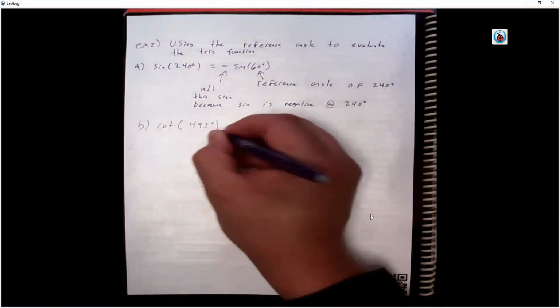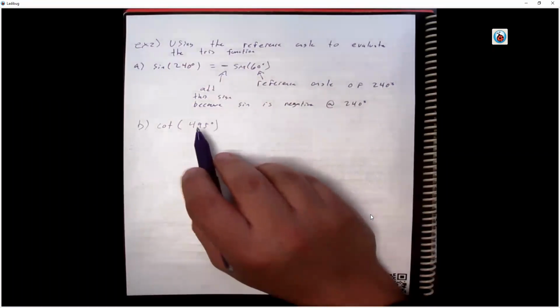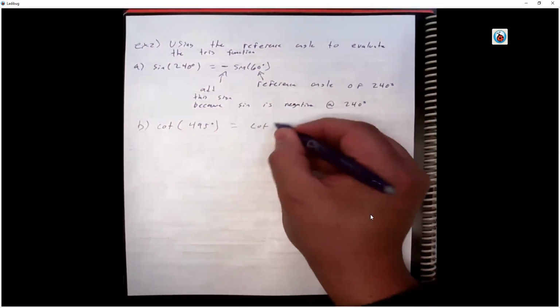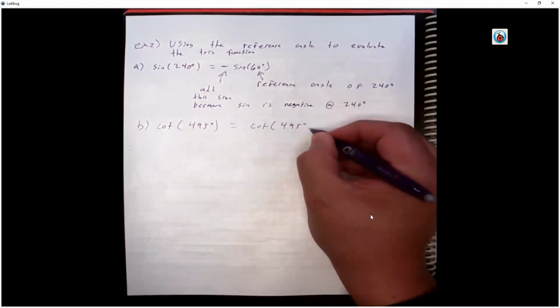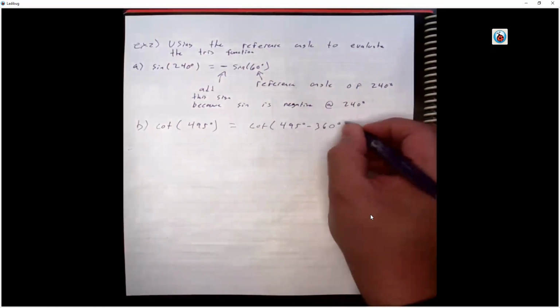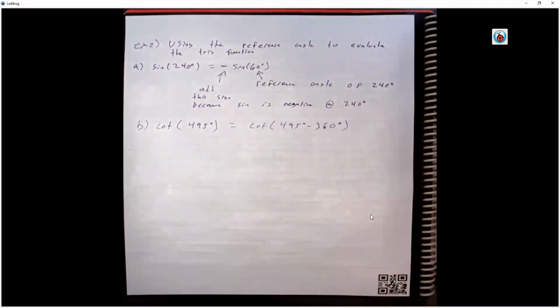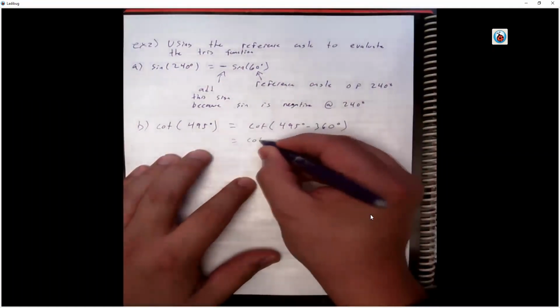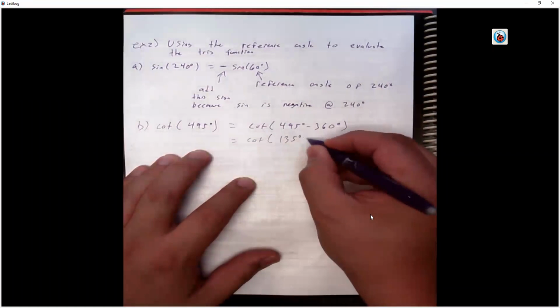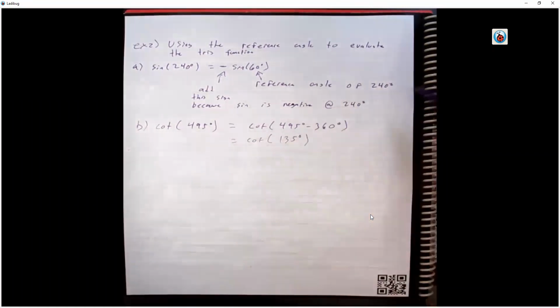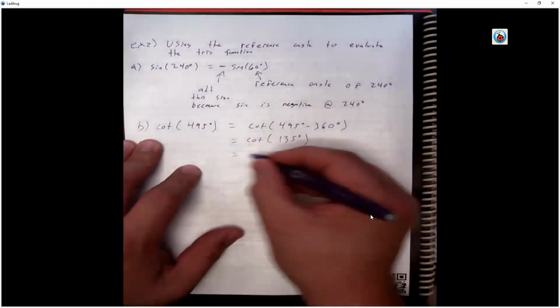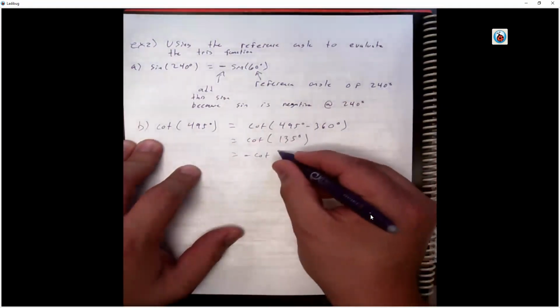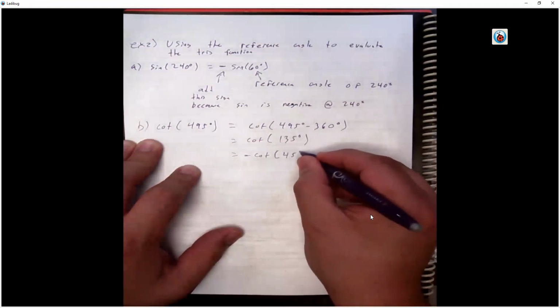On this one, this is already too big, right? Bigger than 360. So first adjust for it, adjust for the coterminal angle. Minus 360 would be, yeah. So 135 is coterminal to 495. And we can adjust and use a negative cotan for the reference angle.